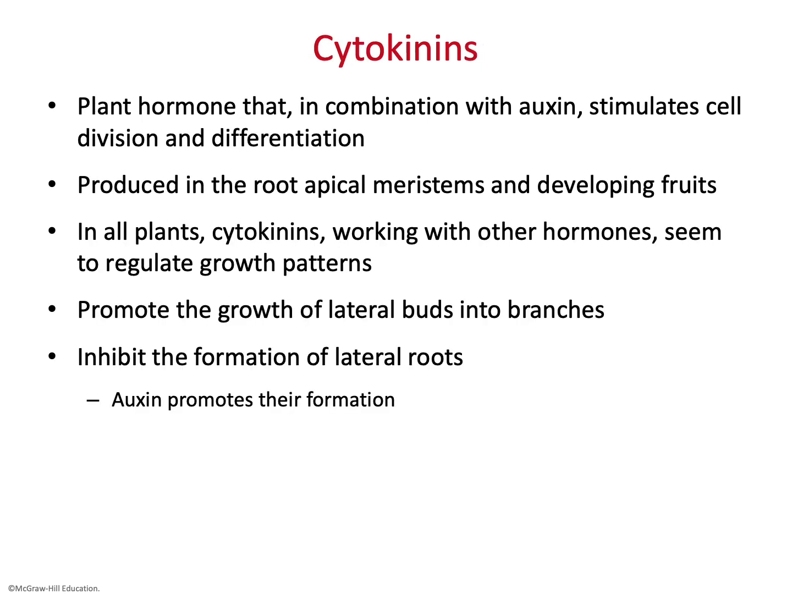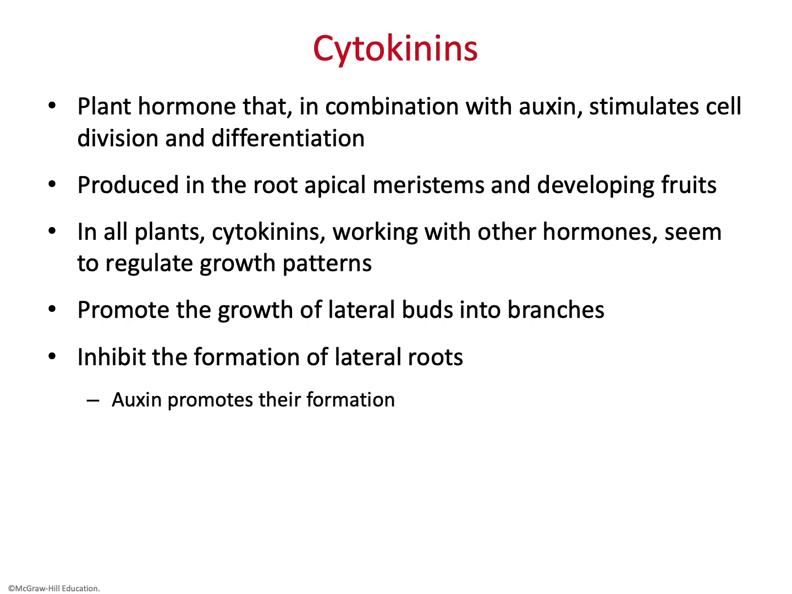Now that we are done talking about auxin, let's move on and look at another plant hormone, which is called cytokinin. Cytokinin in combination with auxin can stimulate cell division and differentiation. Most cytokinins are produced in the root apical meristems and transported throughout the plant. You can find cytokinin in developing fruits.